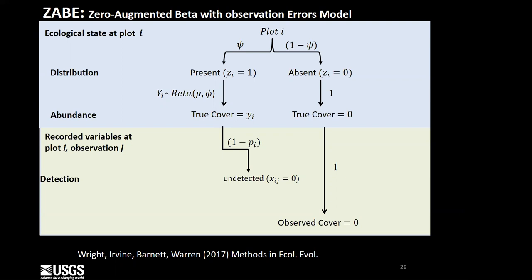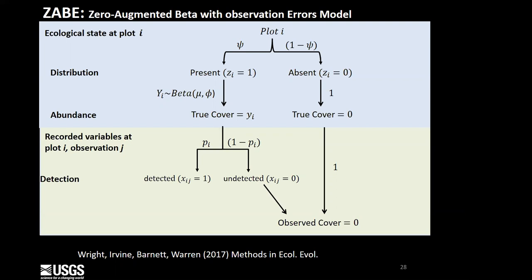So that might lead to a detection error. So it goes undetected, which is going to lead to an observed cover value of 0. So that's an example of how the zeros can come about through two different pathways, right? Like it's truly a 0, or it's a false 0 because you failed to detect it in the plot.